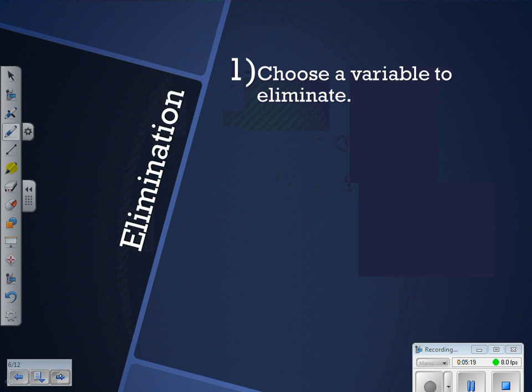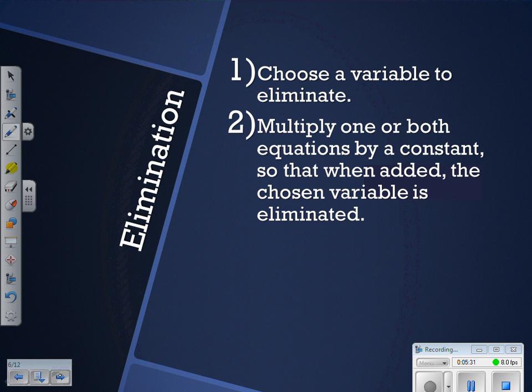Somebody else did in Algebra 2. With this one, you choose a variable to eliminate, and just like substitution, if there's one that's easier to do, do that one, but really it doesn't matter. Either one will work. Step 2, you're going to multiply one or both of the equations by a constant so that when added, the chosen variable is eliminated. So you choose who you want to knock out, who you want to eliminate, x or y or whatever variables you got.